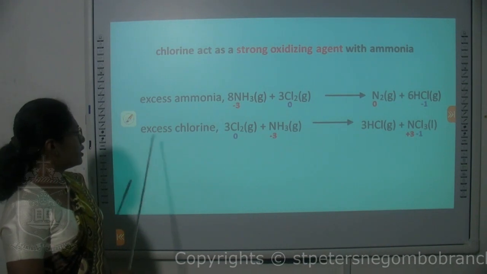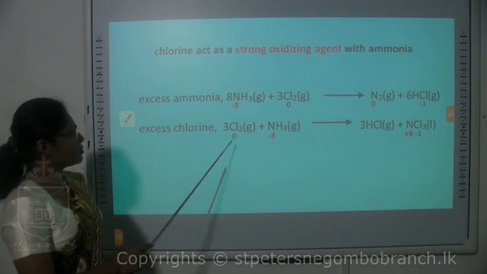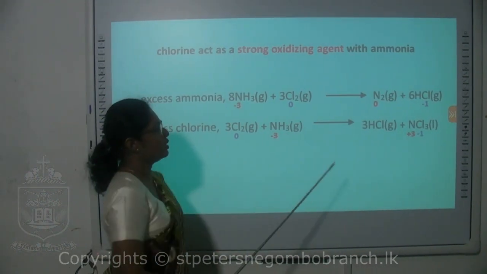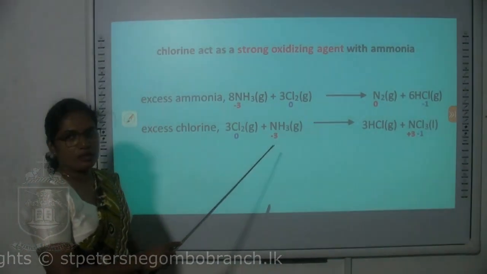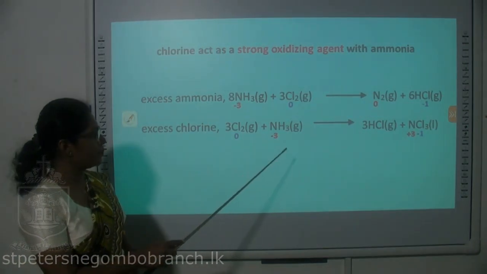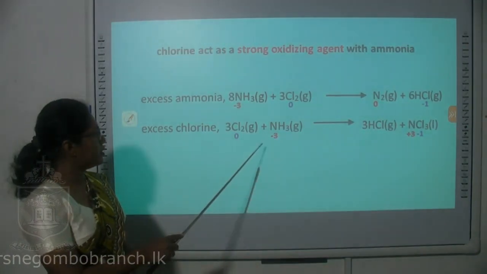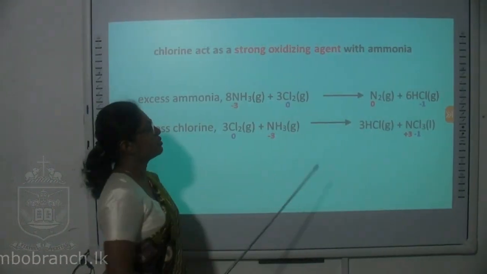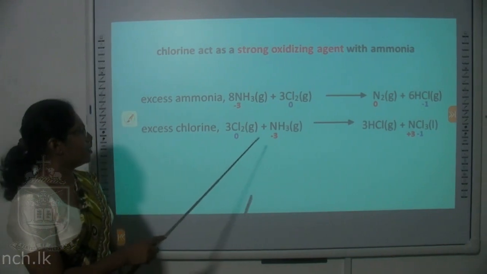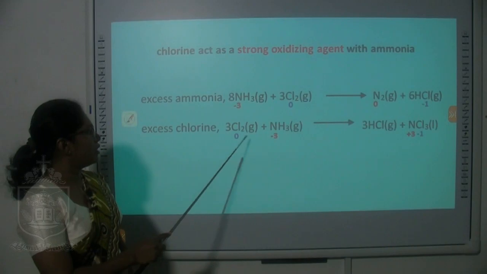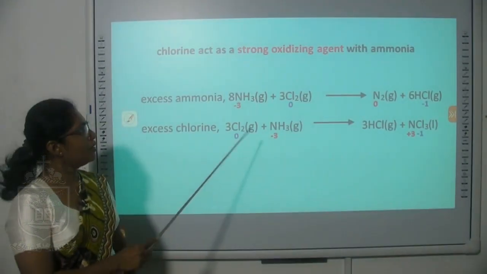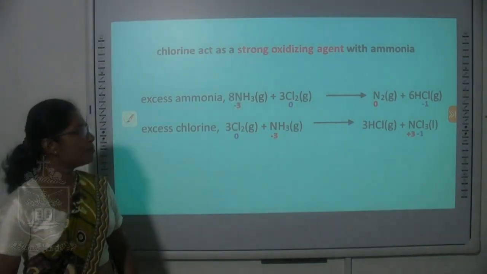With excess chlorine, chlorine moves from 0 to -1 here. That means chlorine has reduced, and nitrogen in ammonia has changed from -3 to +3. That means nitrogen has oxidized, and here chlorine has acted as an oxidizing agent with ammonia.